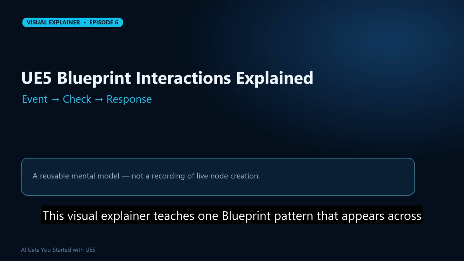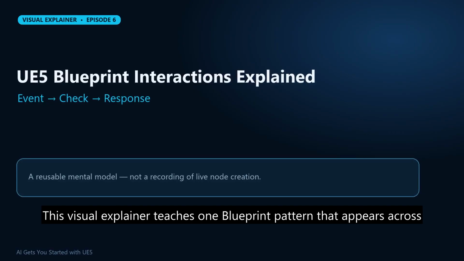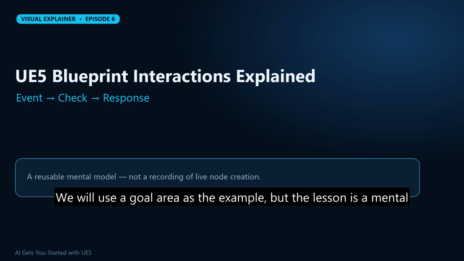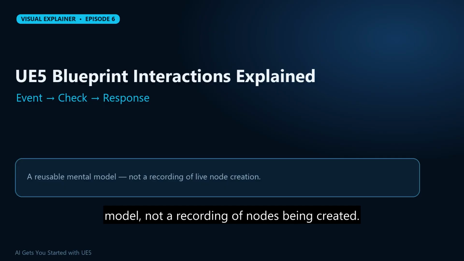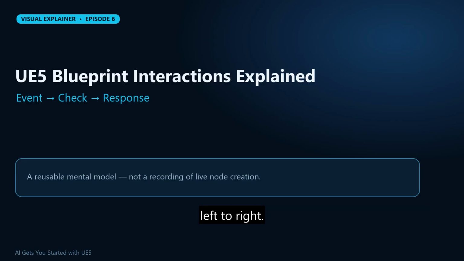This visual explainer teaches one blueprint pattern that appears across UE5 games: event, check, response. We will use a goal area as the example, but the lesson is a mental model, not a recording of nodes being created. By the end, you should be able to read a simple overlap interaction from left to right.